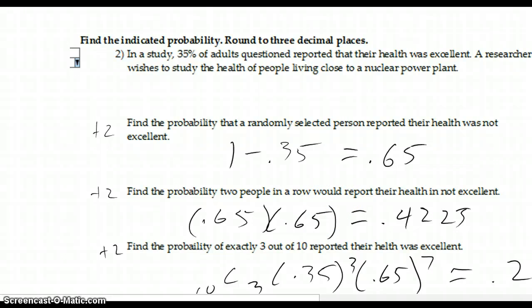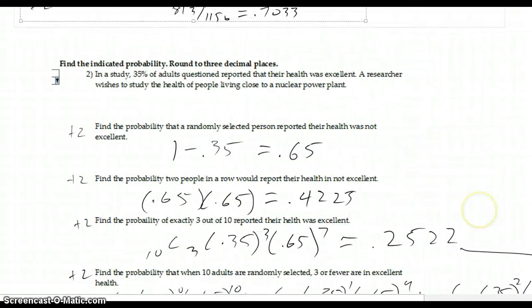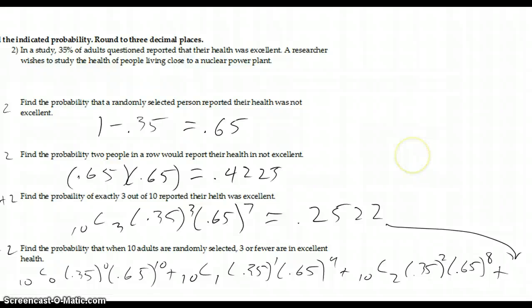Let's see here. Let me see if I can shrink this down a little bit. Move that over. Okay.